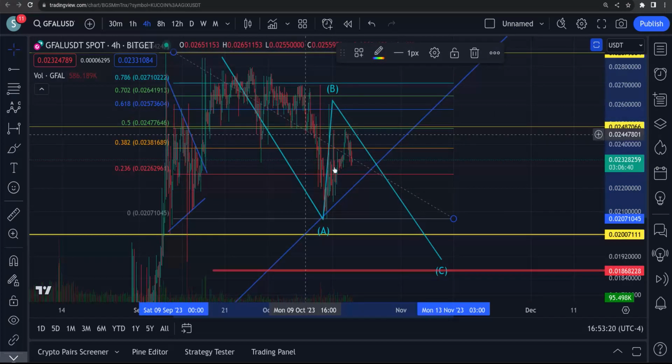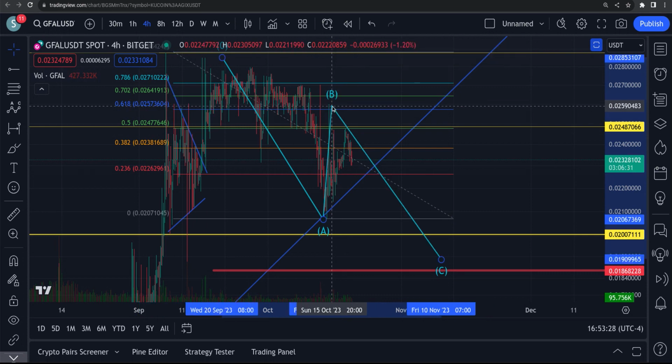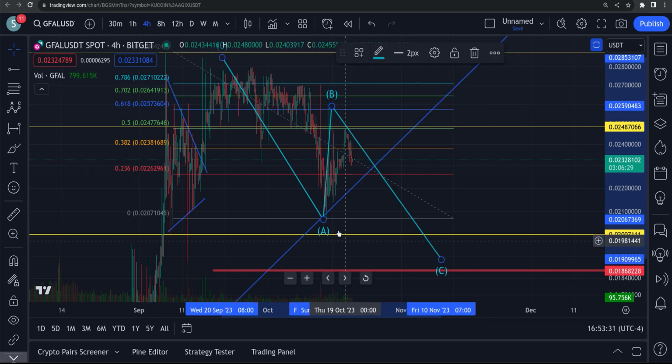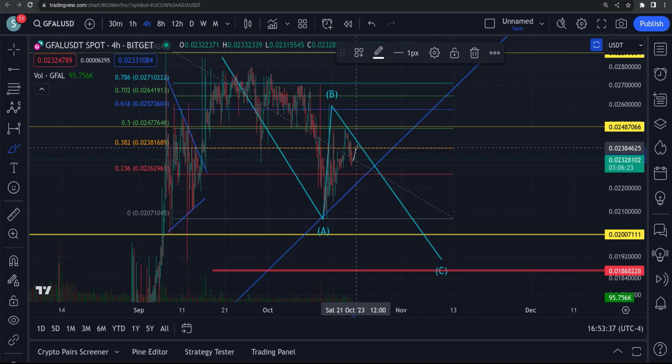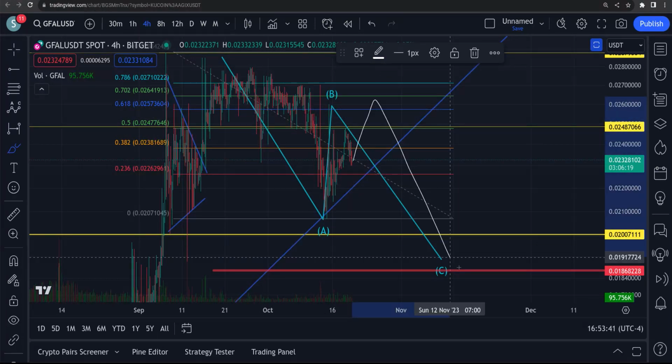You had the A leg down, right down to here was your bottom. You had a spike up to a 618. That could be the top of the B leg right there, and after that your C leg down. Or this thing could end up pushing back up here to the 618, possibly the 702, and then finishing the move down.